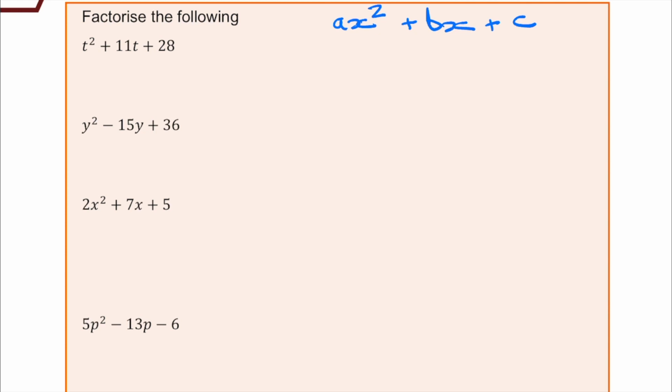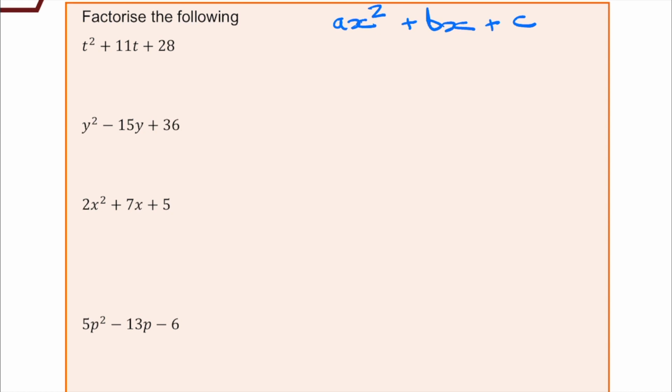Like the first one, we've got 1t squared plus 11t plus 28. So our a, b, and c are 1, 11, 28, and then very similar on the others as well. So we're happy that we've definitely got our quadratics in that form. You also need to be able to identify whether it's a monic quadratic or a non-monic quadratic though. Now that sounds like it's really complicated, but actually it's very, very simple.